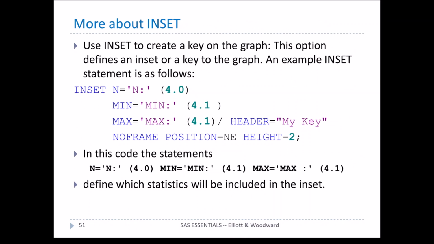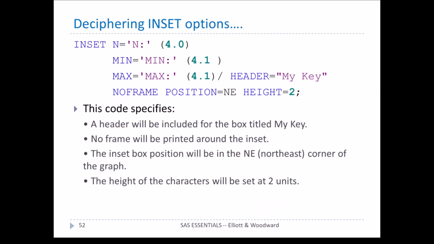The inset command, let's dive a little bit deeper into that one. And we've mentioned it, but let's look at it more closely. So here's the inset command. So I have n, and I'm going to use the title n colon with the format 4.0, and then min with the format of 4.1, and max. So here I'm asking for 3 statistics, n, min, and max. Slash header, and I'm going to call it my key. I'm going to say no frame, so it's going to take the frame off. It's going to position it in the northeast, which would be the upper right corner, and the letters in the inset are going to have a height of 2. 1 is the default, so 2 is a little larger than what would normally be displayed. All right, and so I just discussed that, so let's move on.